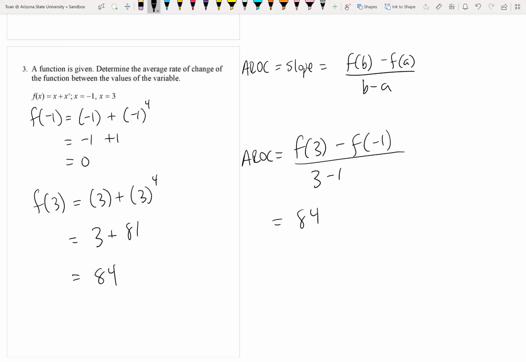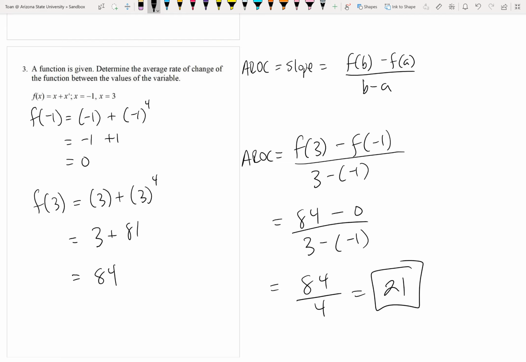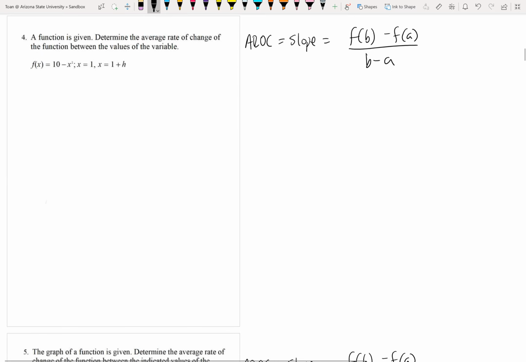So that's going to be 84 minus 0 over 3 minus a -1. So that's going to give me 84 over 4, which is a 21. So the average rate of change for number 3 should be 21.